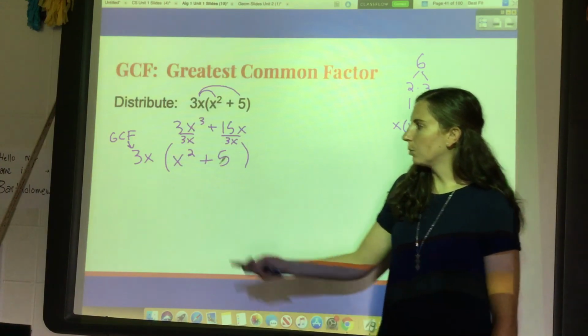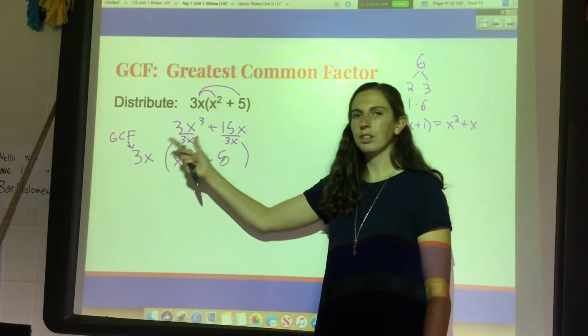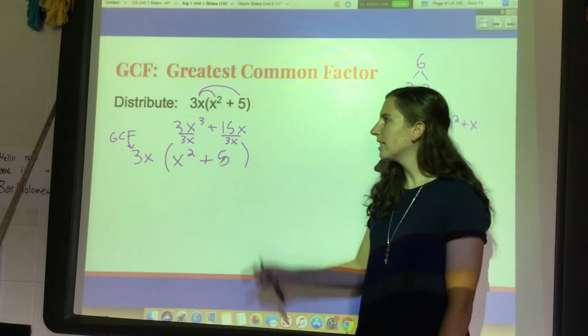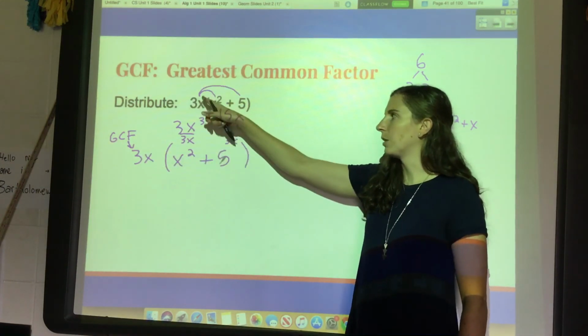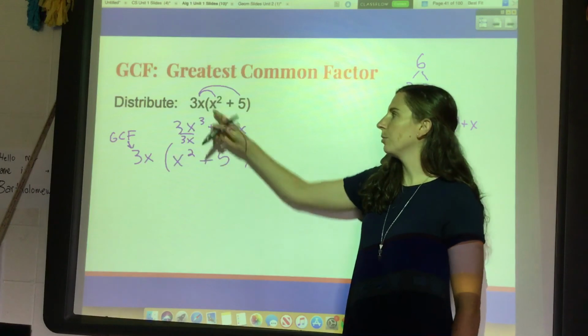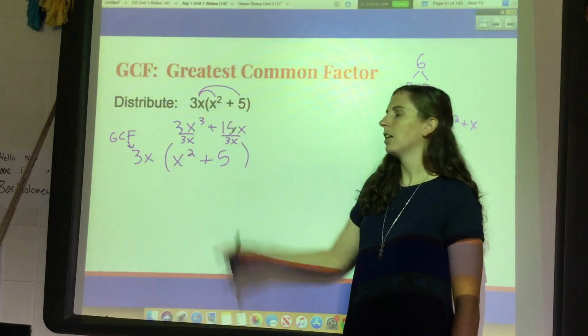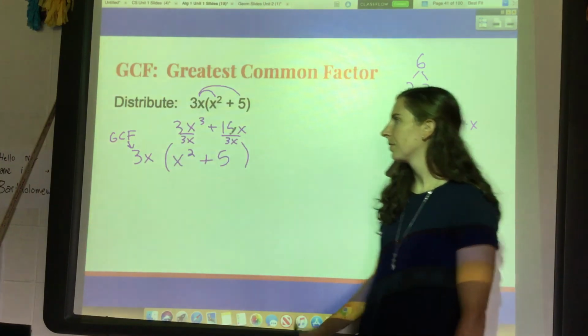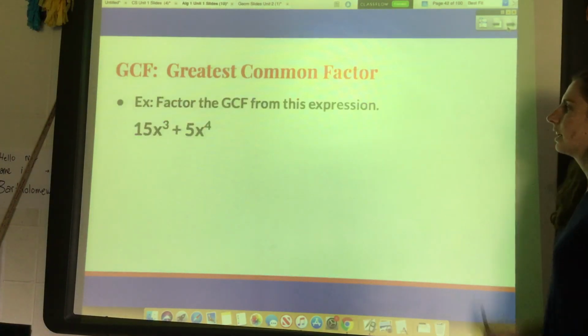So notice what I did was I brought the GCF out to the front by basically taking it out of both of these terms. This is the exact opposite of what I did when I distributed. I distributed the 3x to both terms. Factoring out a GCF is taking it back out. Let's do another example of this.